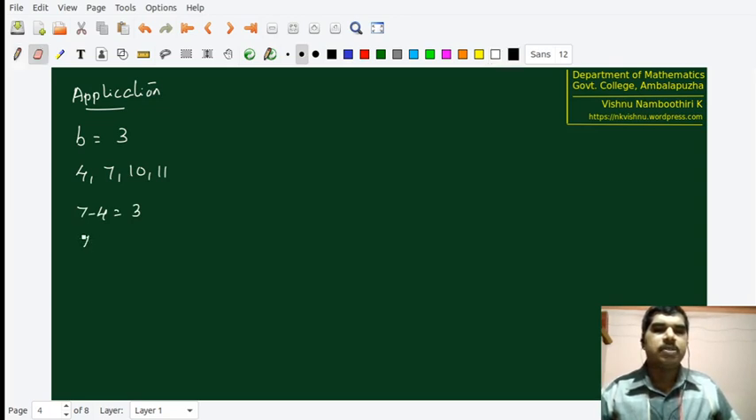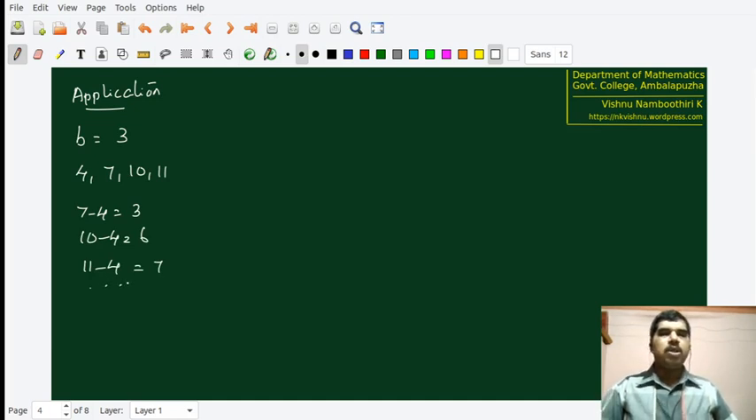10 minus 4, we have 6. 11 minus 4, we have 7, etc. Now, the observation here is that 3 is a multiple of b. Remember that we have chosen 4 integers randomly. 6 is also a multiple of b.